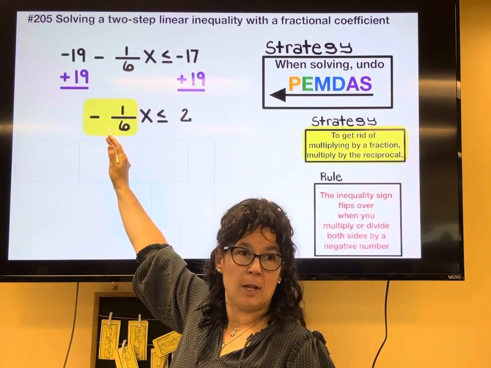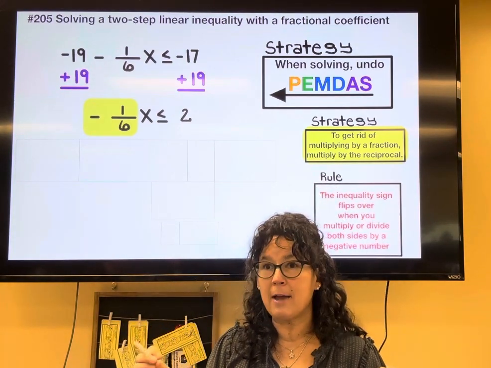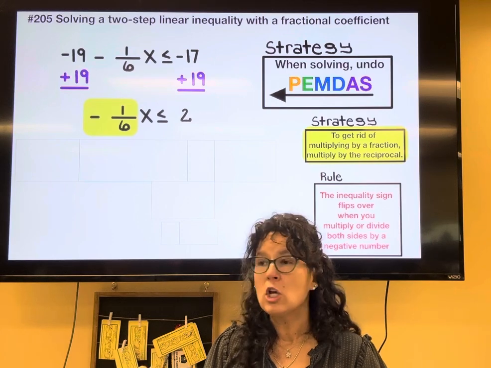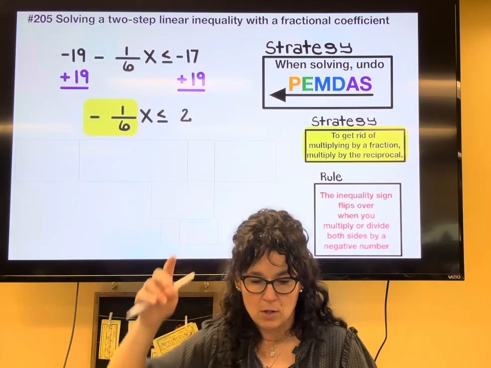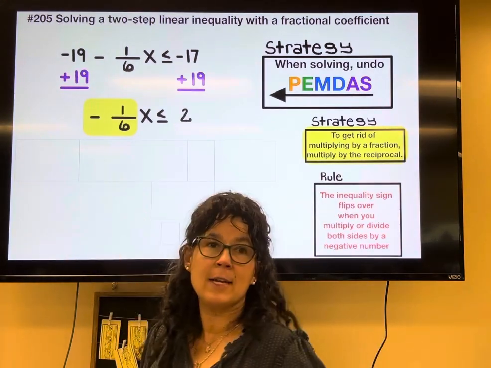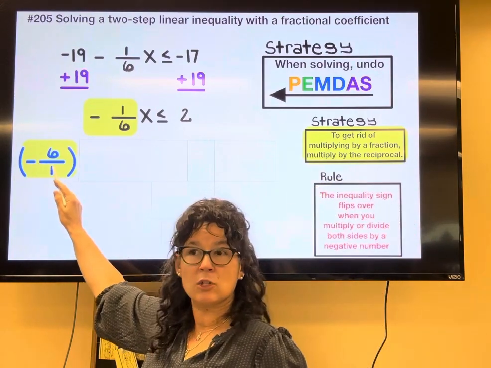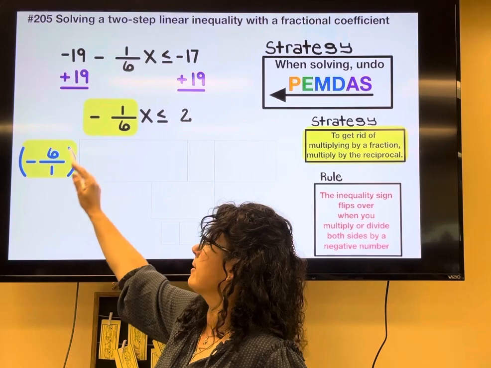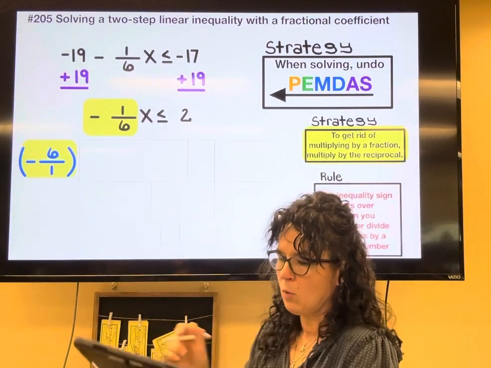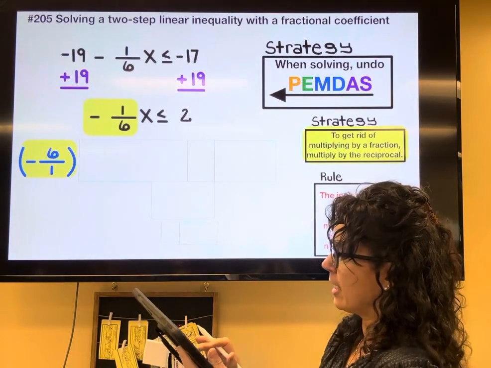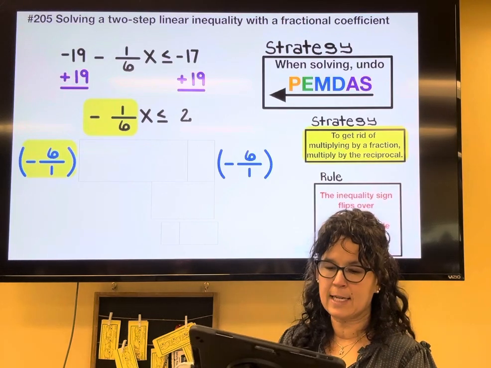We have multiply by a fraction, and so if you can remember that multiplying by a fraction, to get rid of it, you multiply by the reciprocal. The reciprocal of negative 1/6 is negative 6/1. Just flipping that over. It's still negative. What I do to one side, I do to the other. So I'm going to also be multiplying the right side by negative 6/1.